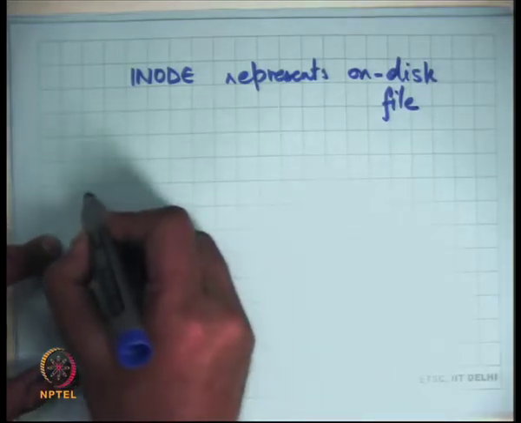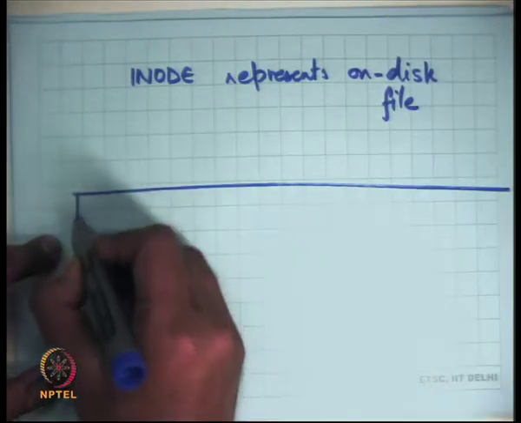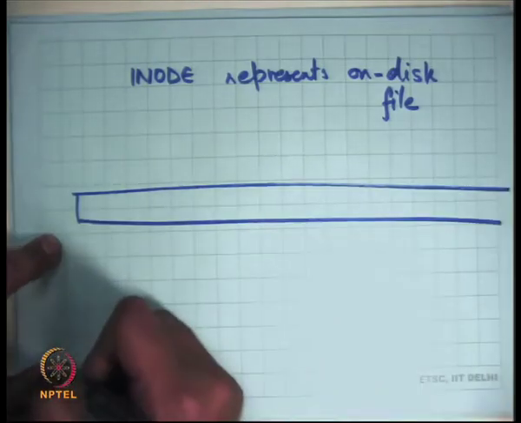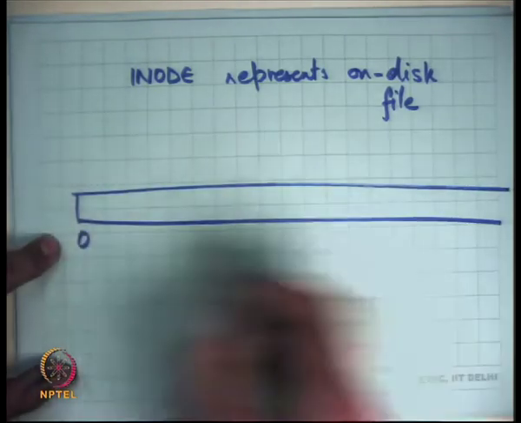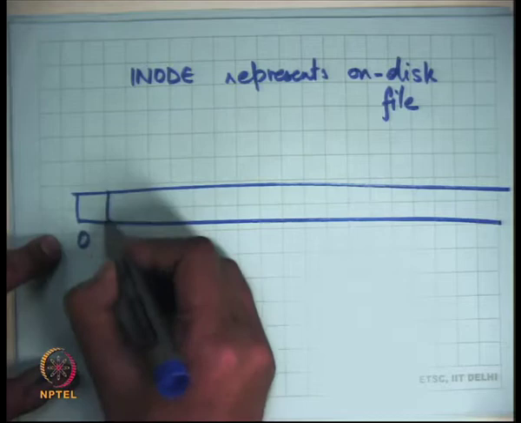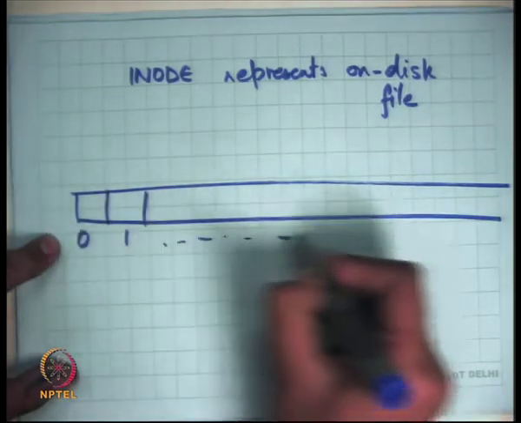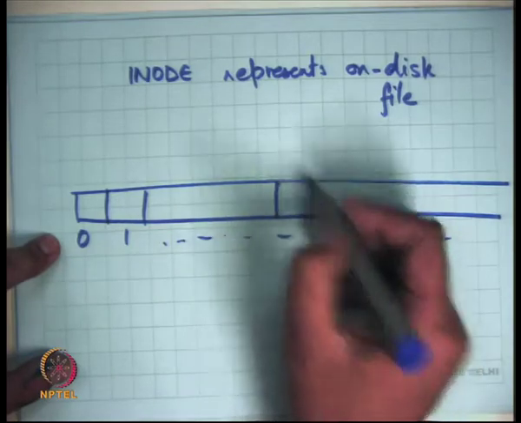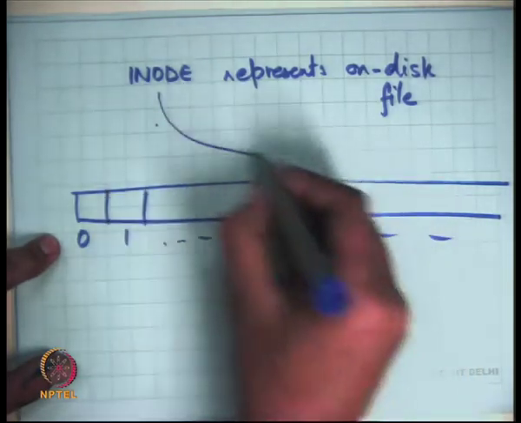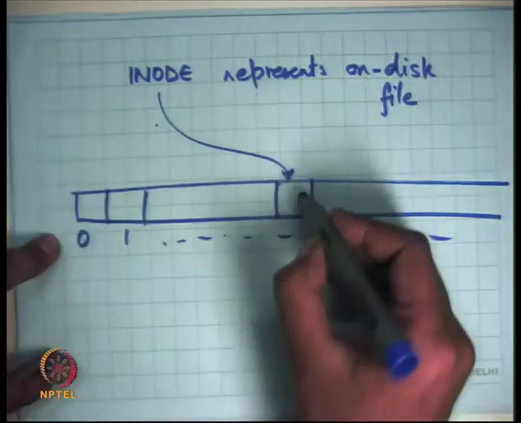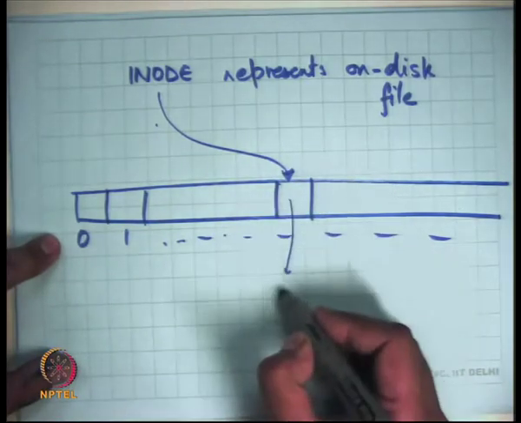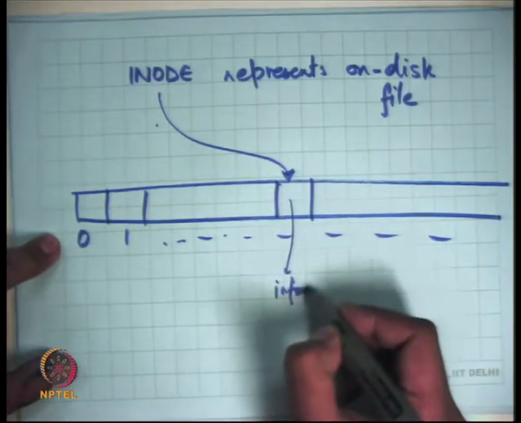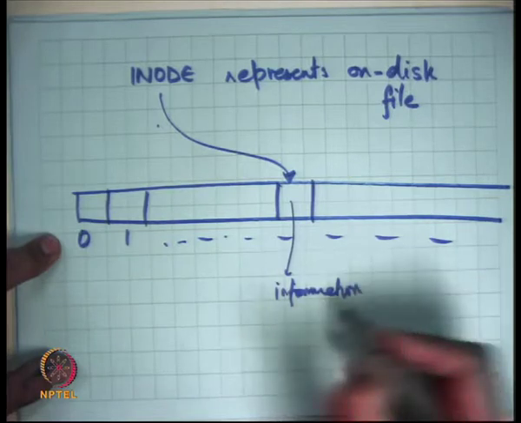Okay, so let's say this is my disk. I'm representing it as a logical namespace, sector 0, sector 1, and so on, till some value, and a file is represented by an inode. So the inode will point to some location here which will contain information about the file. This is an on-disk inode.